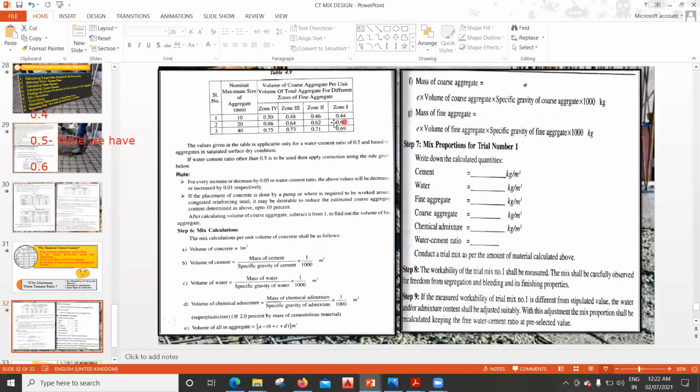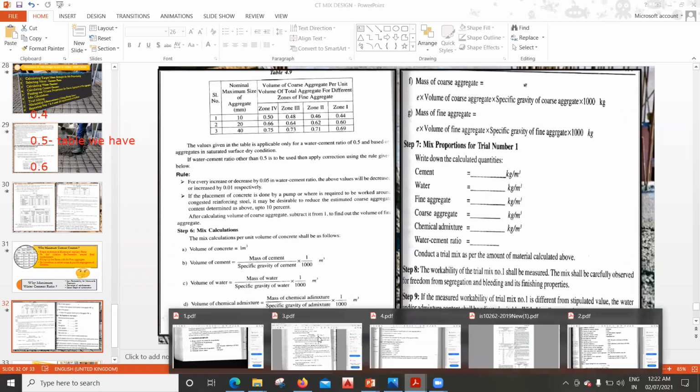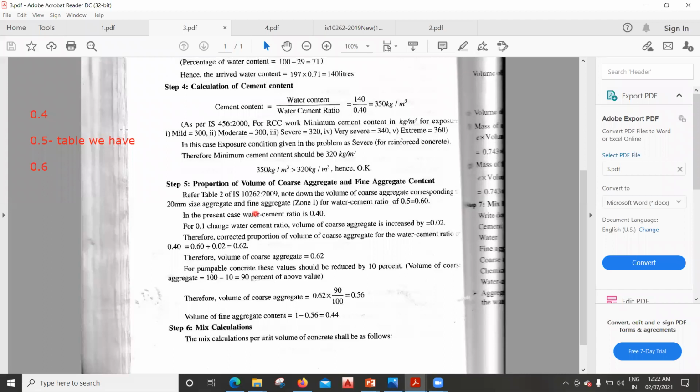Yeah. So this is the value we got, 0.6, isn't it? So from the table, we got it as 0.6. I'll write it here again. Again, the table says that for every 0.05 increase in the water cement ratio, you have to decrease it by 0.01 in the above values, right?